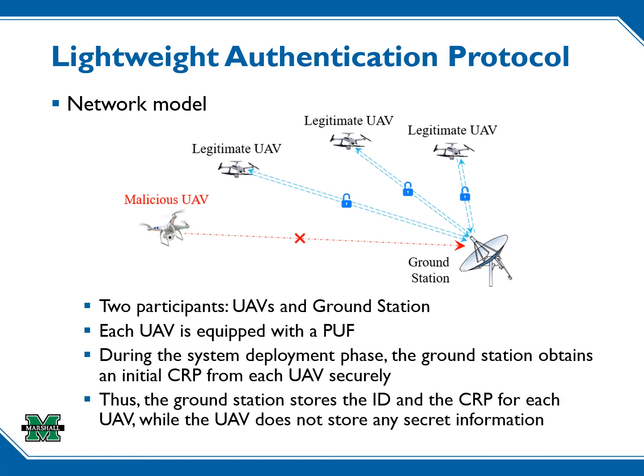So, the ground station stores the ID and the initial challenge response pair for each UAV, while the UAV does not store any secret information. That way, if an attacker is able to capture a UAV, the attacker will get no valuable information from the UAV since it does not store any important information.